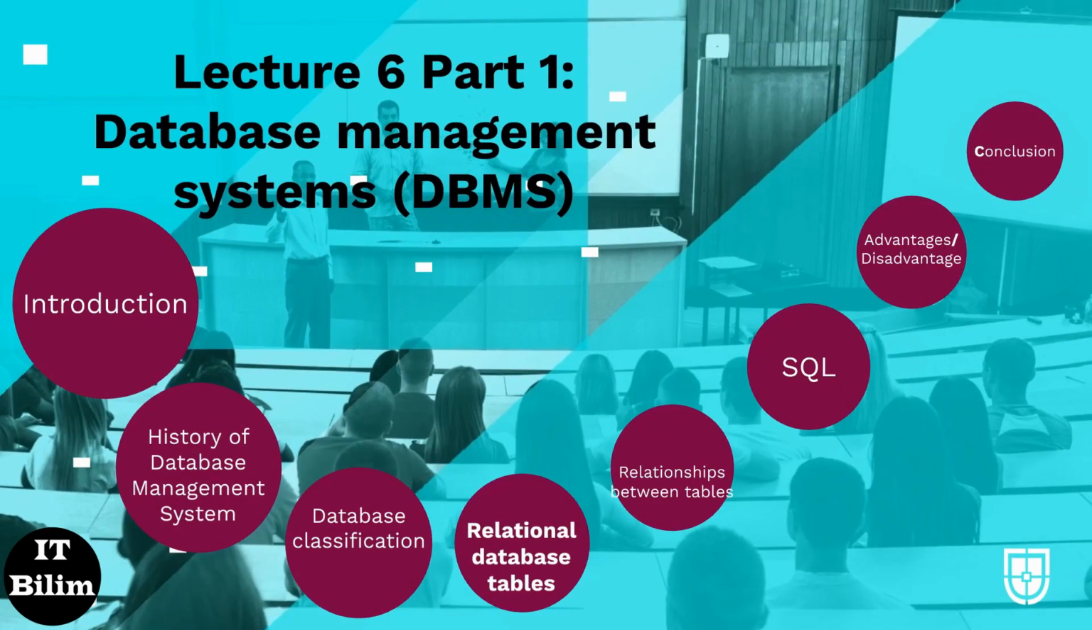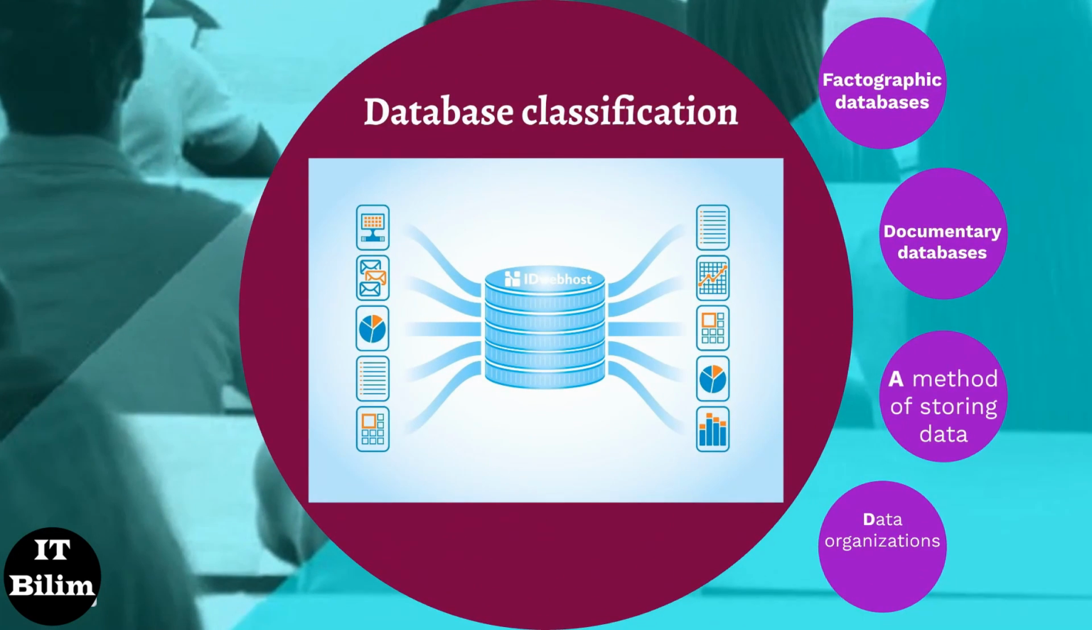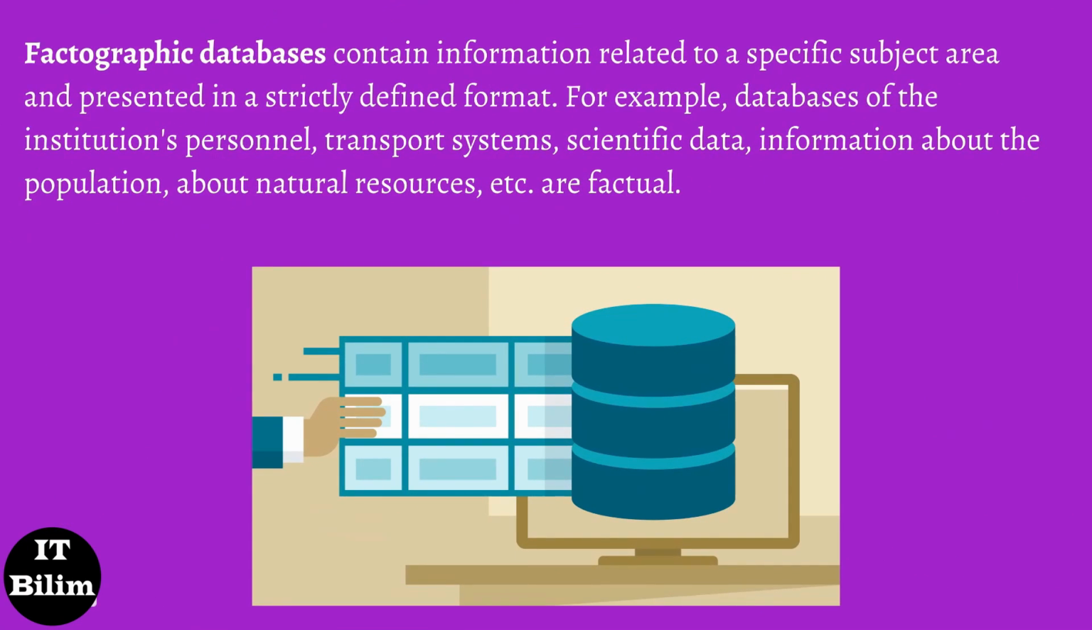Database classification. Depending on the nature of the data, a distinction is made between factual and documentary databases. Factographic databases. Factographic databases contain information related to a specific subject area and presented in a strictly defined format. For example, databases of the institution's personnel, transport systems, scientific data, information about the population, about natural resources, etc. are factual.